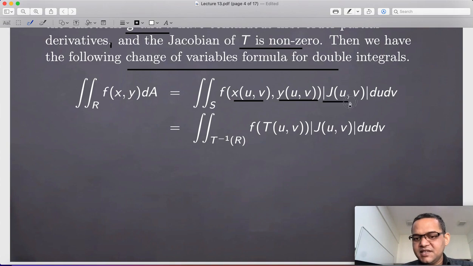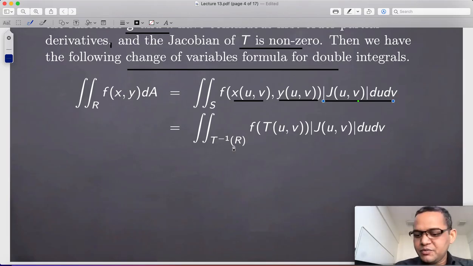So this is basically the area component, which I had written as dA bar. Okay, and in terms of the transformation, you can write it like f of T, because this is nothing but T of u v, and this S is nothing but, because T was from S to R, precisely the T inverse of R. Okay, so this is the change of variable formula for the double integral.